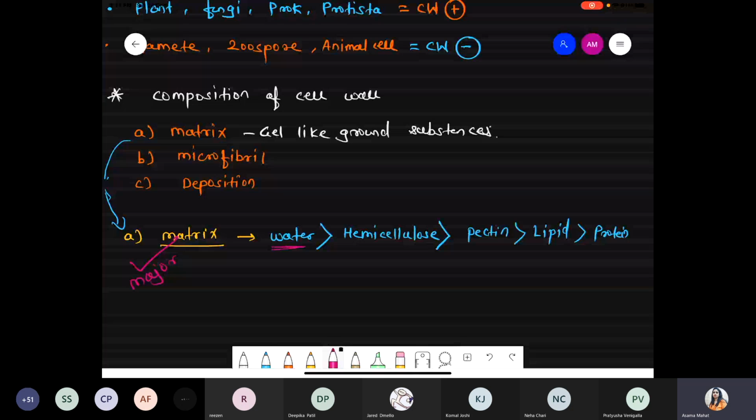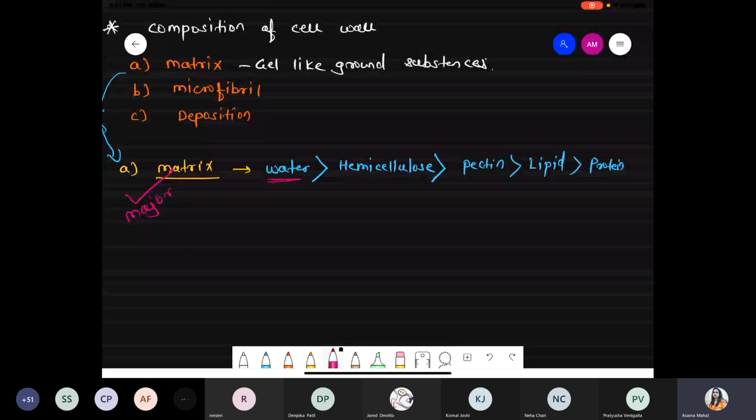So first of all, we talk about the first part, that is the matrix, which is a major component, rich with water in high abundance, hemicellulose, pectin, and lipid, followed by protein. Next, we are talking about the second component, that is the microfibril. Basically it's the second major component, approximately 20 to 40%. But we are taking a few important points.